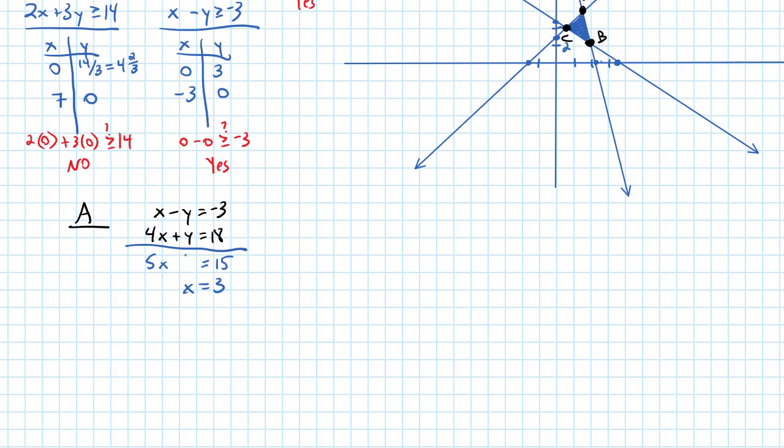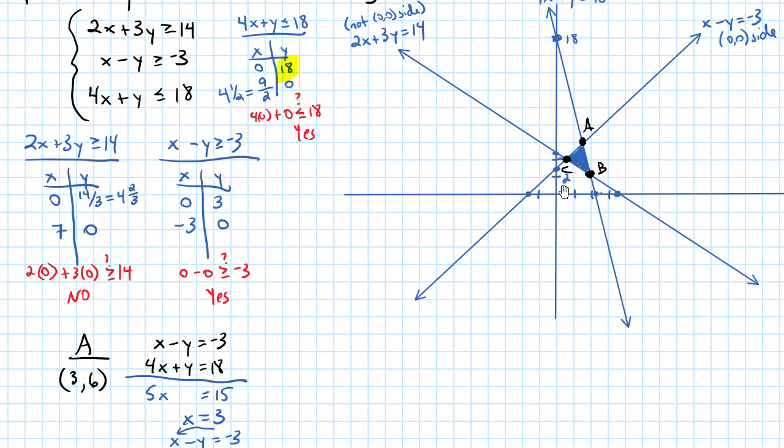So we can plug this x value back into either one of these equations. I'm going to choose to plug it into the first one because it looks like a simpler equation to me. So 3 minus y equals negative 3. And now we can solve this for y. Subtract 3 over and divide by negative 1, and we can see that y is 6. So vertex A is the ordered pair where x is 3 and y is 6.